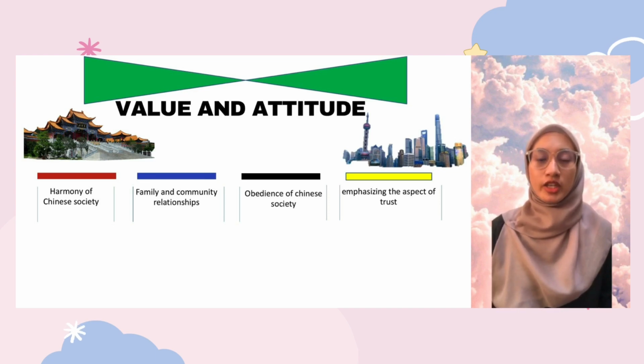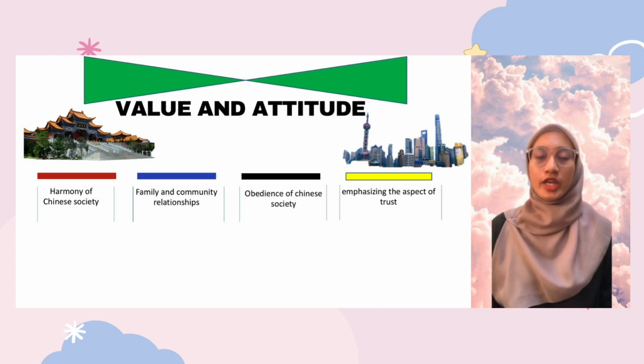Third value is obedience in the Chinese community. Chinese society places a high value on obedience to parents, such as respecting and gaining parental love. Obedience is the core of Chinese ethical culture.